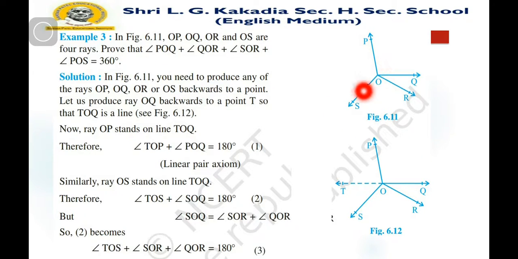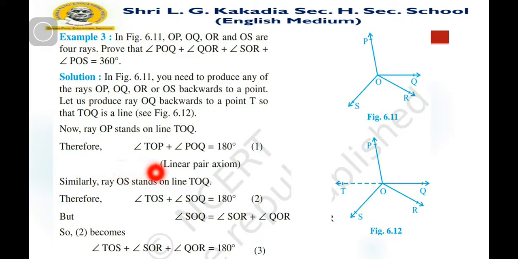So first, how can we draw? First we draw one ray on the opposite side of OQ. Let us produce ray OQ backward to a point T, so that TOQ is a line, as you can see in the figure. So the sum of TOP and POQ, what will we get? 180 degrees, because of the linear pair axiom. TOP plus POQ is equal to 180 degrees, because both are linear pair angles.